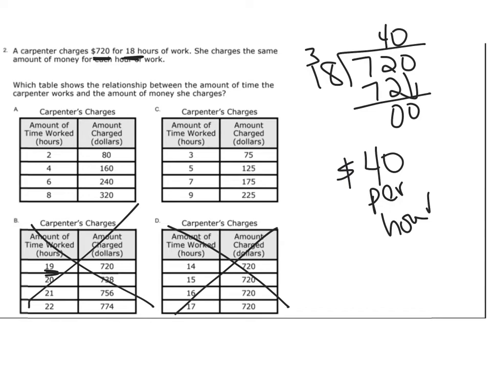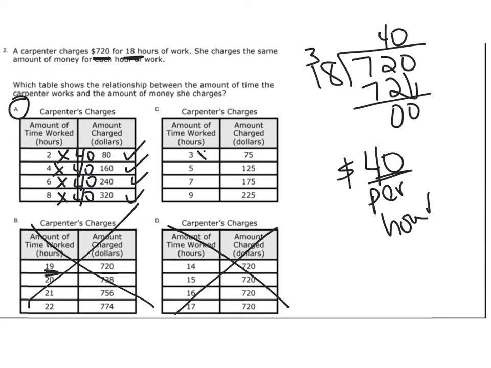So I'm looking at A and I'm looking at C. If I look at A, 2 times 40 is 80. 4 times 40 is 160. 6 times 40 is 240. And 8 times 40 is 320. So I'm going to go ahead and say that it's letter A. But I'm still going to check C just in case.